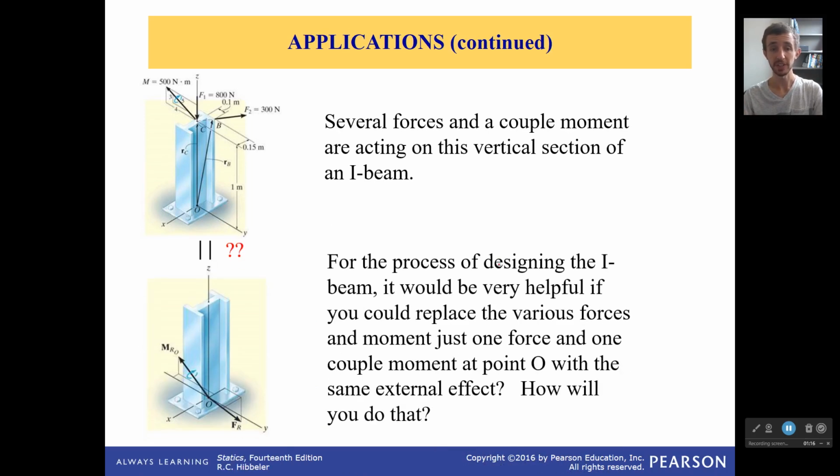Other things we care about is with like these support beams. Like if I have several forces and moments all applied to this, is it okay? Is it going to survive all those forces and moments at this particular point? Do they all have some external effect on it? And is there a way for me to sum all this up into one nice force and moment system that has the same external effect? Hopefully, because that's what this section is about.